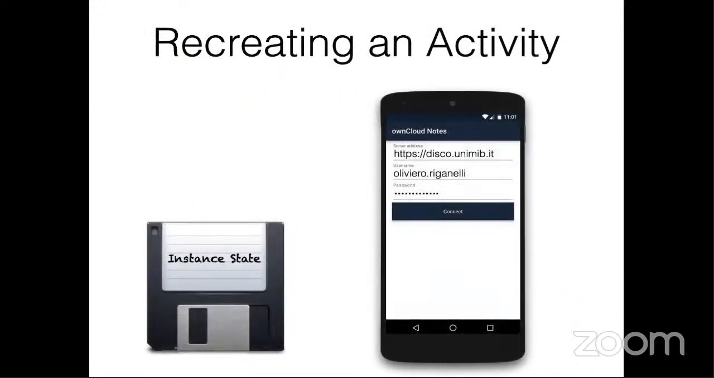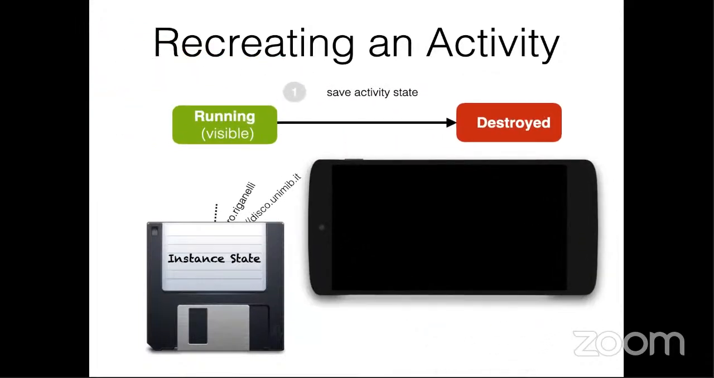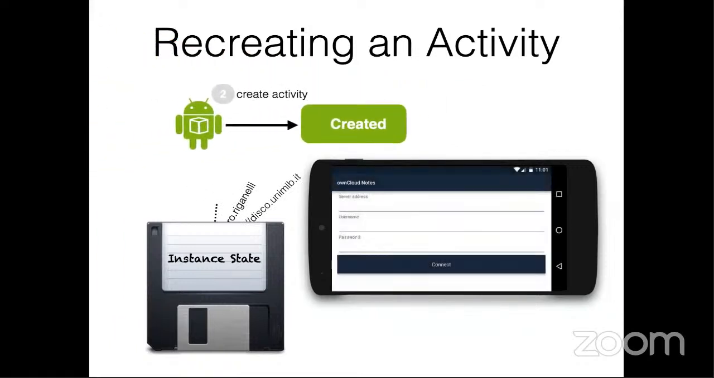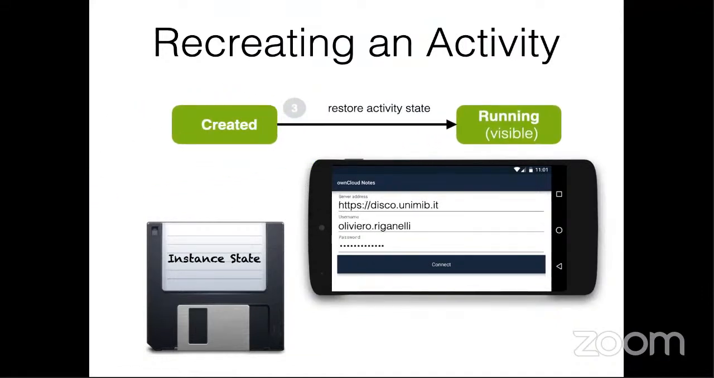Now let's see an example. We are interacting with an activity that contains free text fields, and we have written text in all the text fields. Now we decide to rotate the screen, and so before the system destroys the activity, the app saves the text field values. Then the activity is recreated in order to load the landscape mode, and the saved values are restored in the corresponding text fields.